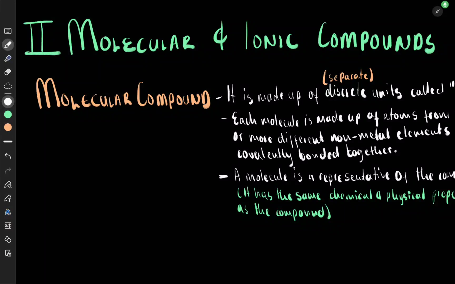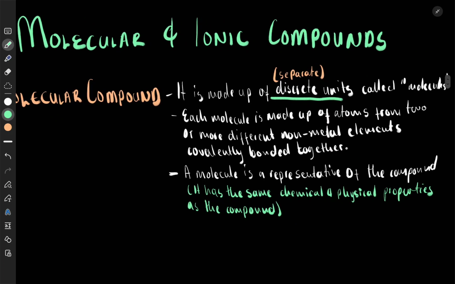Yes, so we said we want to look at this important difference, which is molecular compounds versus ionic compounds. Now, let's see. Remember that they are chemicals. They are chemical compounds, right? Now, what is a molecular compound or a molecular chemical compound? Well, it is a compound that is made up of discrete units that are called molecules, okay?